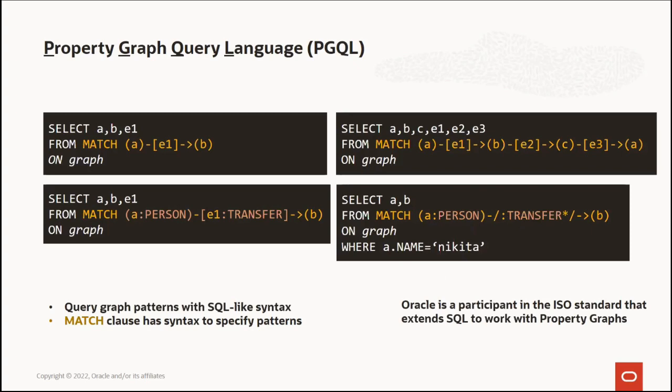And all of this is very similar to the ISO standard that is expected to be published this year. The SQL Standards Committee, the ISO body, and Oracle is a participant of that, has been working on extending the SQL language to work with graphs. We have aligned the syntax of the property graph query language to that emerging standard. The property graph query language is one way to query your graphs.